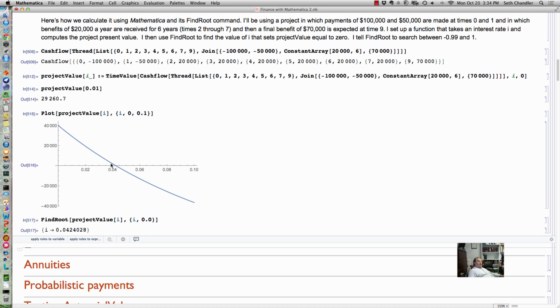So it's a useful construct, this notion of an internal rate of return. Other questions?